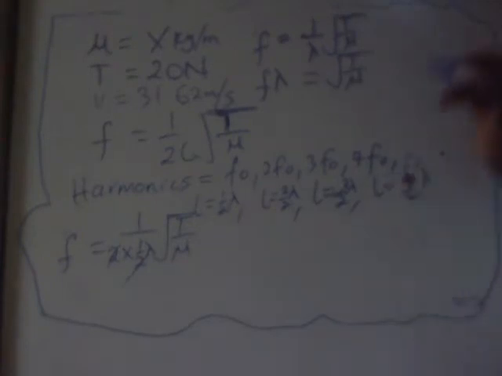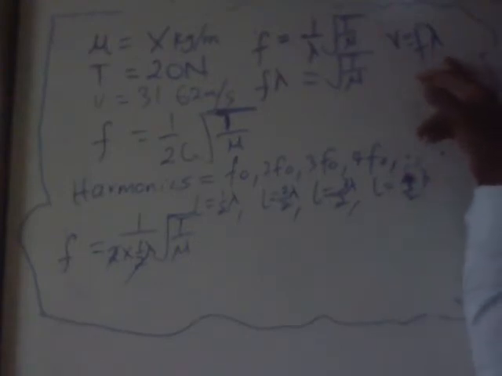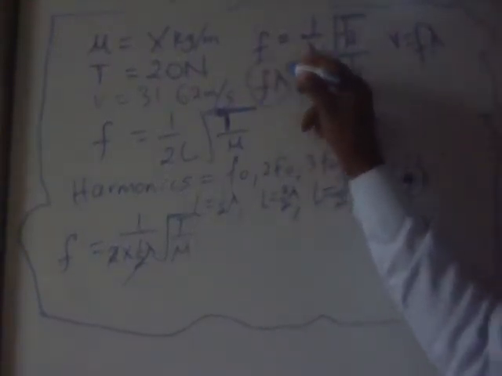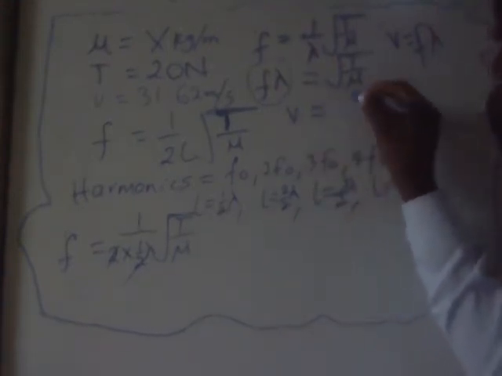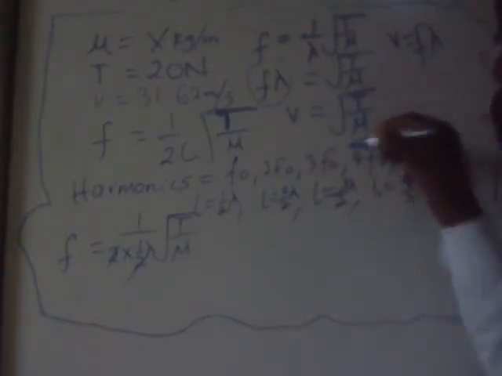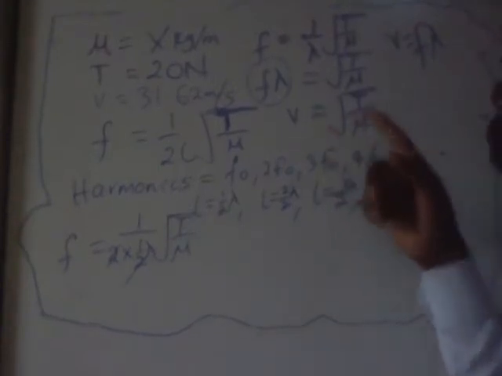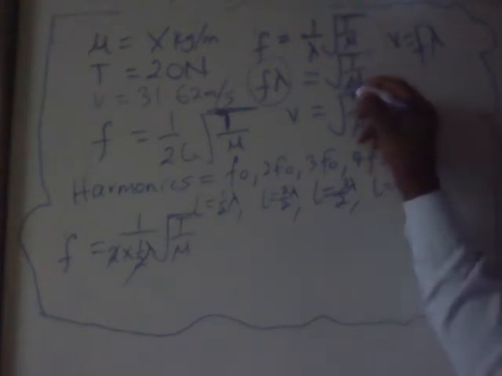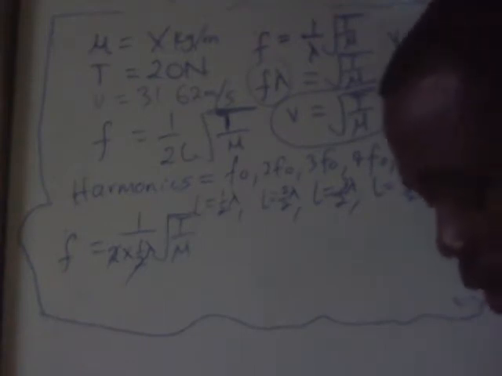And don't forget that we know that V equals F lambda, where lambda is wavelength, F is frequency, and V is speed. So we are going to replace this F lambda with V. That means V equals the square root of tension over mass per unit length. So now this is the formula that we are going to use. Let me substitute from here and I will come down.